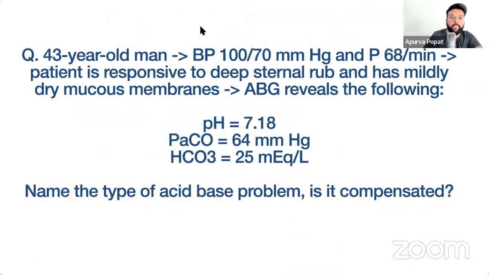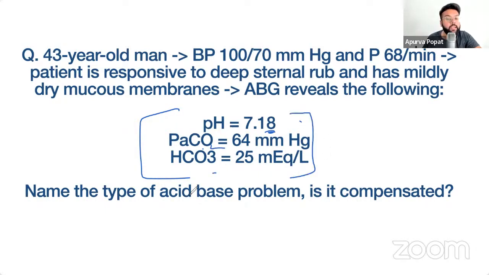Okay, next question. A 43-year-old man is having this BP, this pulse, the patient is responsive to deep sternal rub only, he is having dry mucous membranes, and so on. This is their pH, this is their PaCO2, and this is their bicarb. How would you name this acid base problem, by just these values?